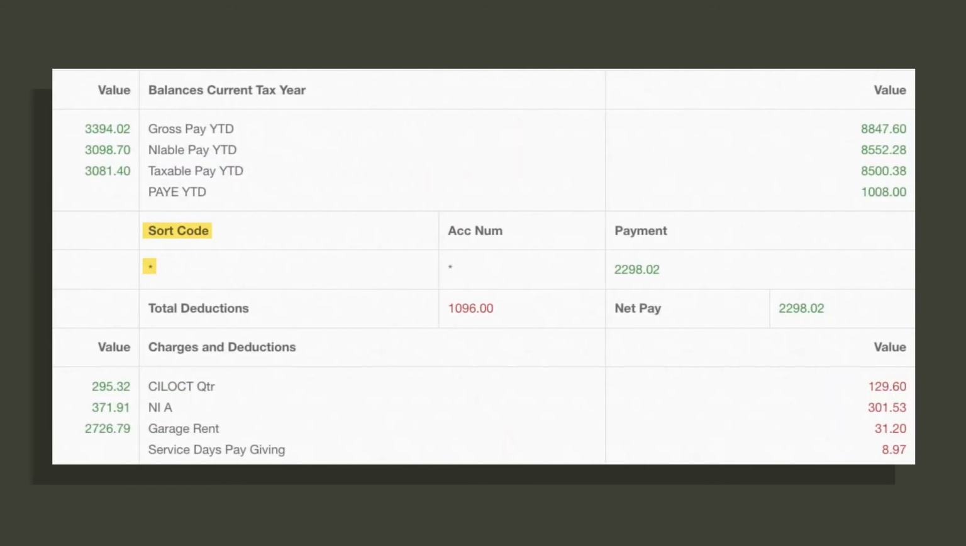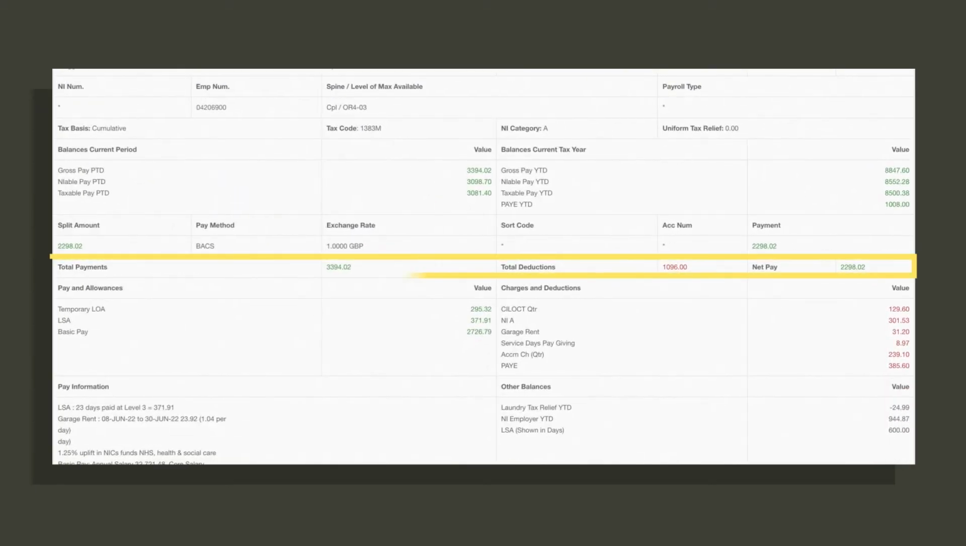Then it's the sort code and account number of where the money is going, and at the end is the payment amount. This is in the currency of the country in which the bank your wage is paid into is located. The line underneath is exactly the same as the amounts at the very top of the statement.